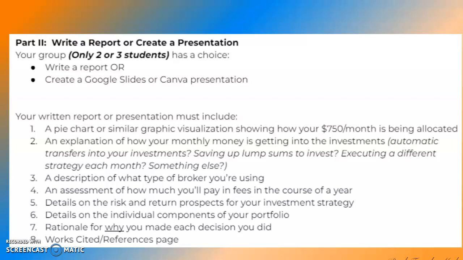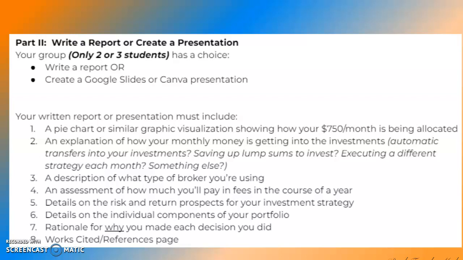So your written report must include a visual representation of where the $750 is being allocated. You also want an explanation of how your monthly money is going to get into those investments. In other words, it's going to be automatically transferred. Just explain exactly how that money is going to get there. You also want a description of what type of broker you're using.